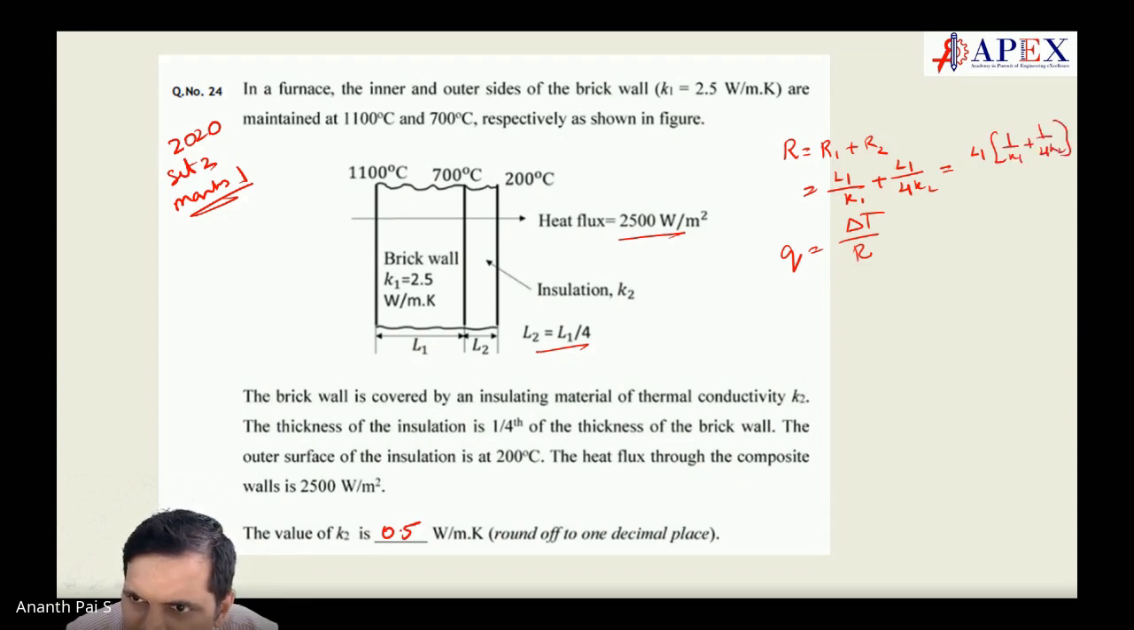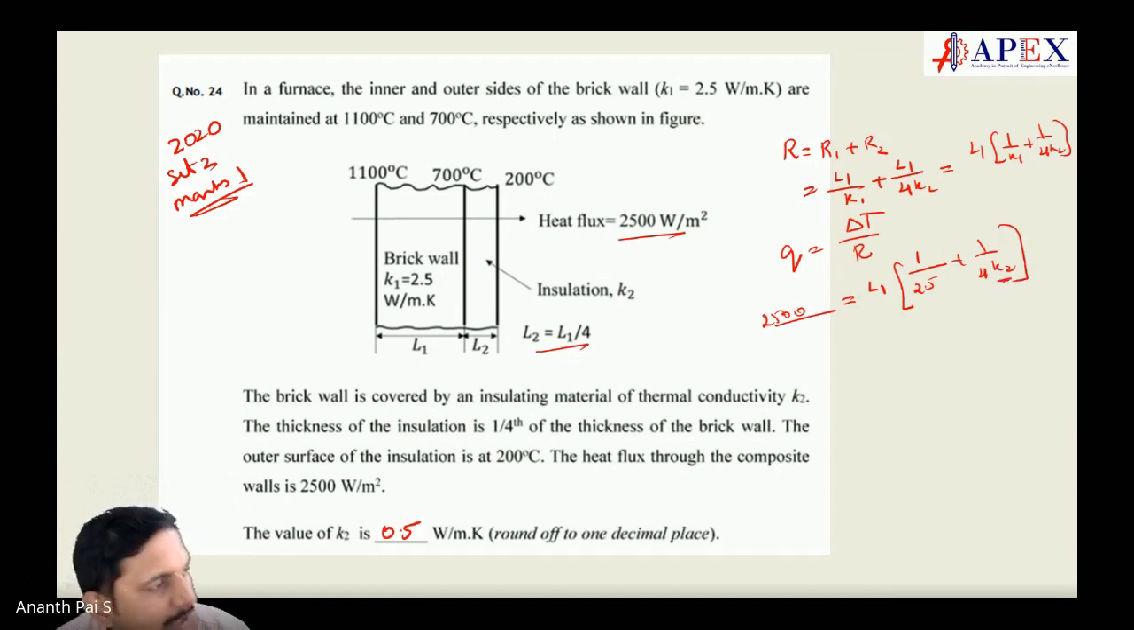However you are comfortable, students, don't worry about that. So what you can write, Q is given. One of the troubles here is that even if you write 2500, you will have trouble. L1 we do not know, right? K1 we know, 2.5, but we do not know K2. Finding K2 is trouble. So what do you do? First find out L1. How do you find out L1?